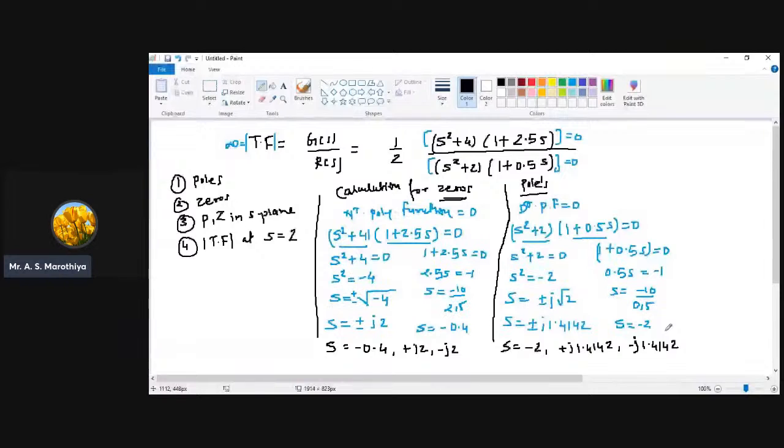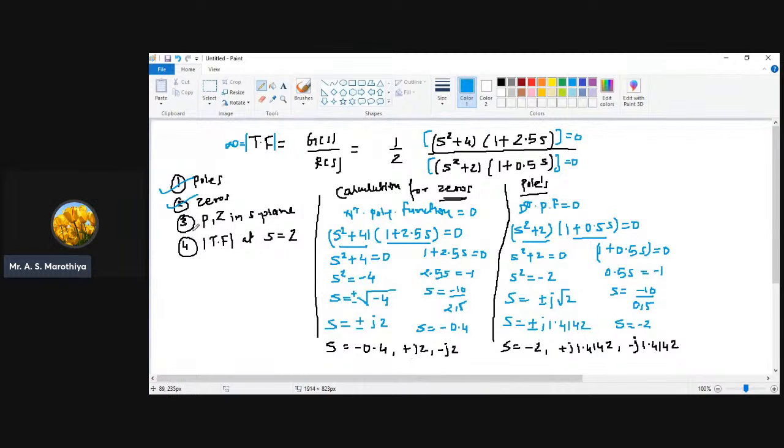indicate these poles and zeros in the S plane. That is the second objective of this numerical. See, our first objective is we need to find the values of poles and zeros. That is over. So here we conclude that the system has 3 poles and 3 zeros, out of which the poles are available at minus 2, then plus minus 1.4142j. And in the same way, 3 zeros are available at minus 0.4 followed by plus minus j2.